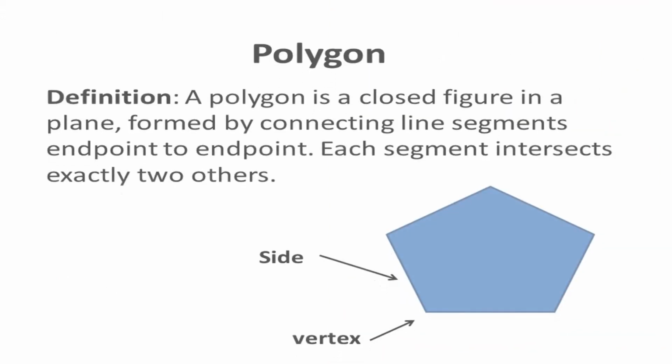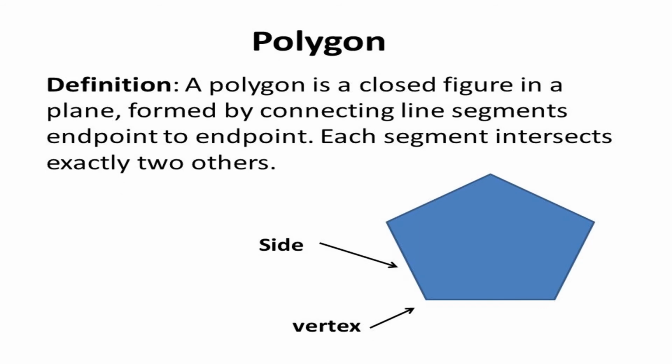Next, we are going to see the polygon. The definition of a polygon: a polygon is a closed figure in a plane formed by connecting line segments endpoint to endpoint. Each segment intersects exactly two others. So a polygon is entirely made up of line segments.